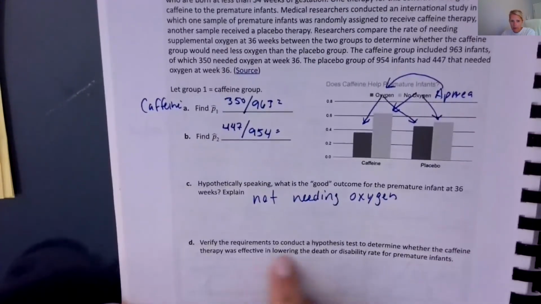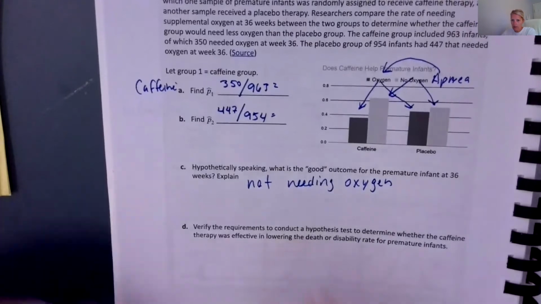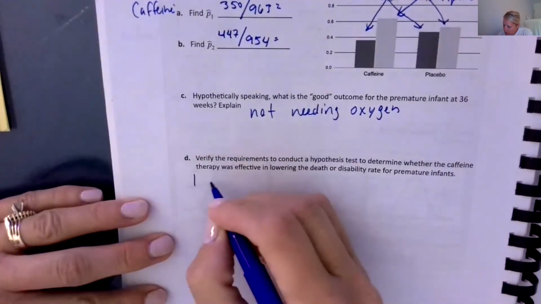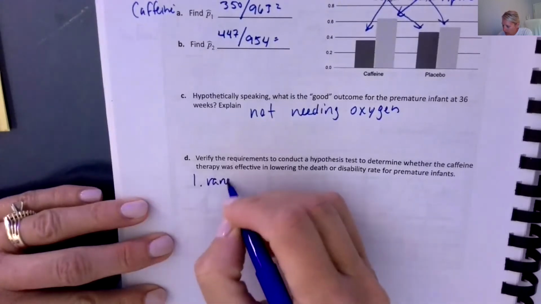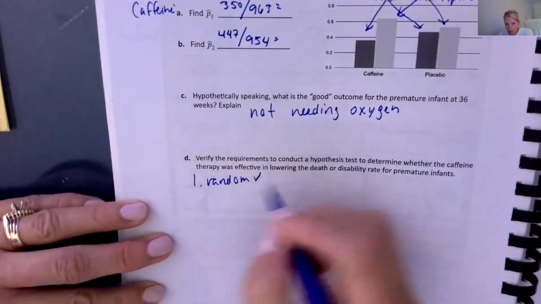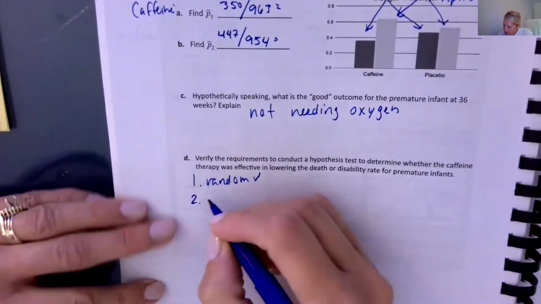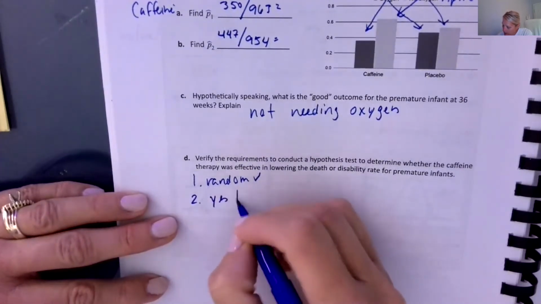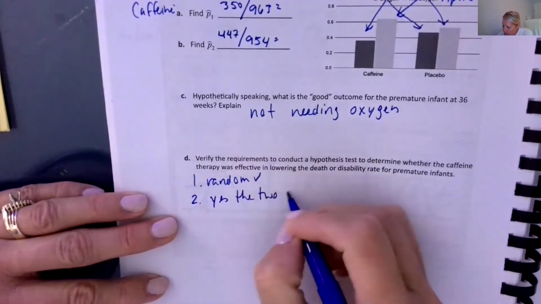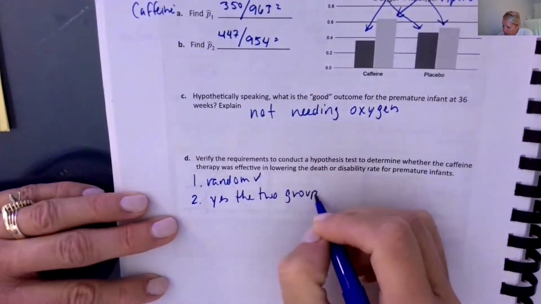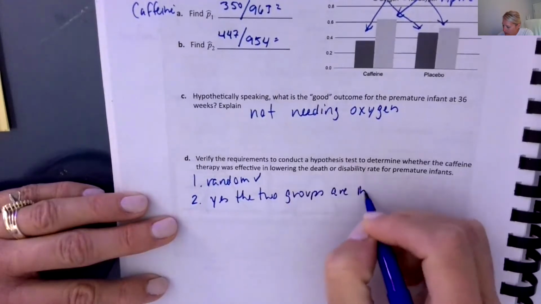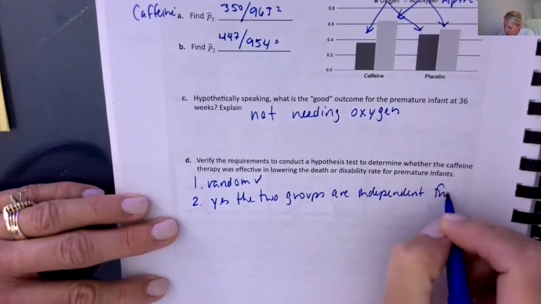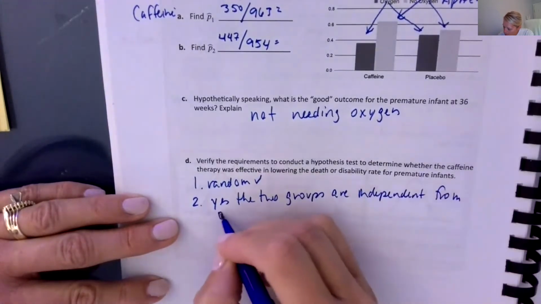So verify the requirements to conduct a hypothesis test to determine whether the caffeine therapy was effective. Okay, so the first one is, did we have random samples? And we did. The second is, are the 2 groups independent of each other? So yes, the 2 groups are independent from one another.